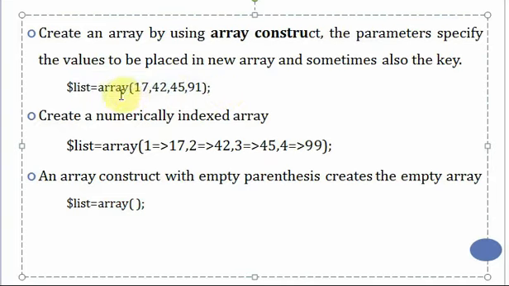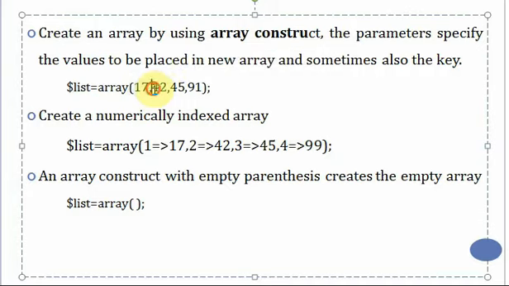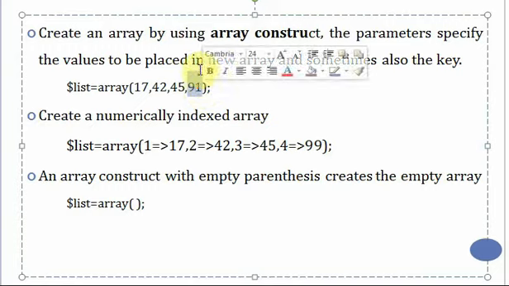So here is another way you can create an array, by using the array construct. You can see here you are just passing the values. So here you have the name of an array as list, and in that list you have values 17, 42, 45, 91. So what happens? 17 will have a key value of 0. 42 will have a key value of 1. 45 will have the key value of 2. 91 will have a key value of 3.